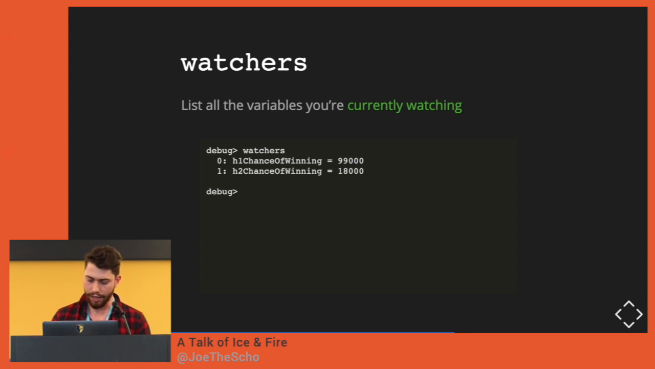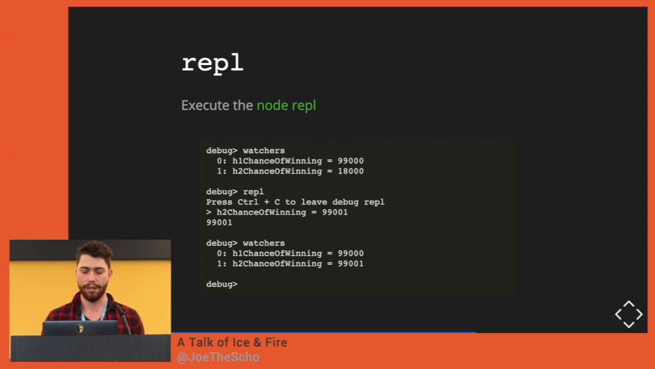REPL, you've probably used the Node REPL before, I imagine. So this is the same as that. You can go in, you can inspect the value of something, you can change the value of something, call a function, do what you want. So you can see here there's this variable h2 chance of winning, which we'll come to in the demo, and it just changes the value of that.